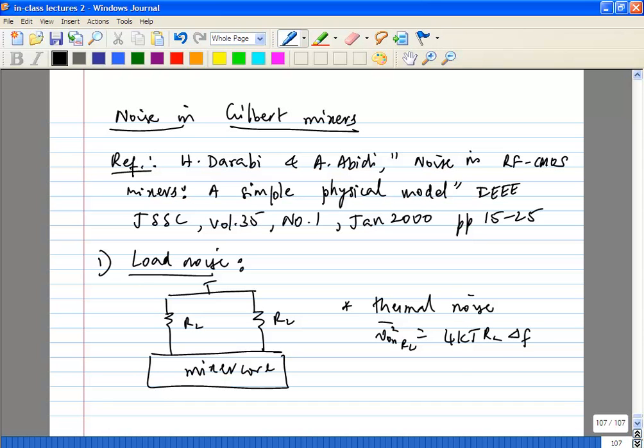Okay. And obviously, since you have two resistors, you're going to have 8 kTRL delta F, because you're looking at the differential. Remember, you're taking your output across this. And most types of resistors don't have any 1 over F noise. Okay, most types.